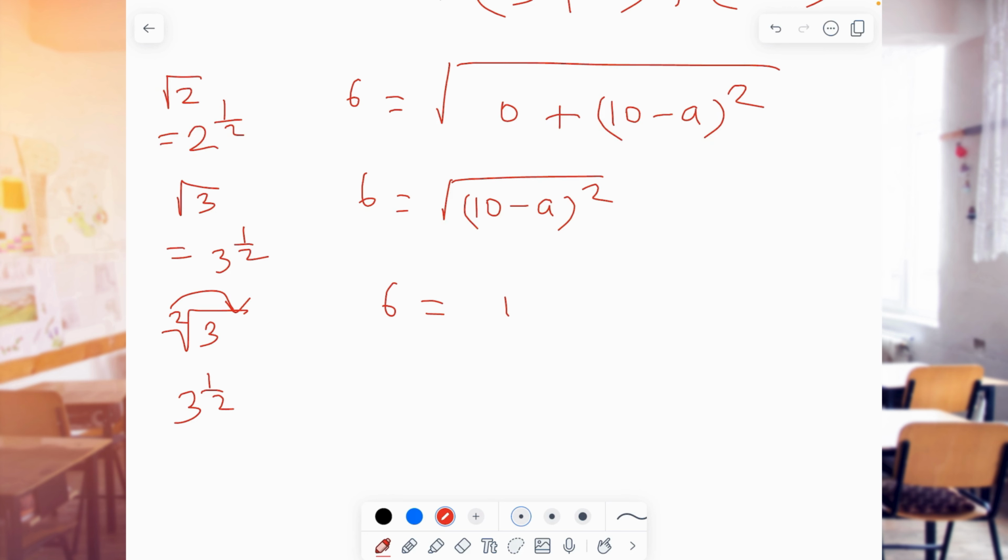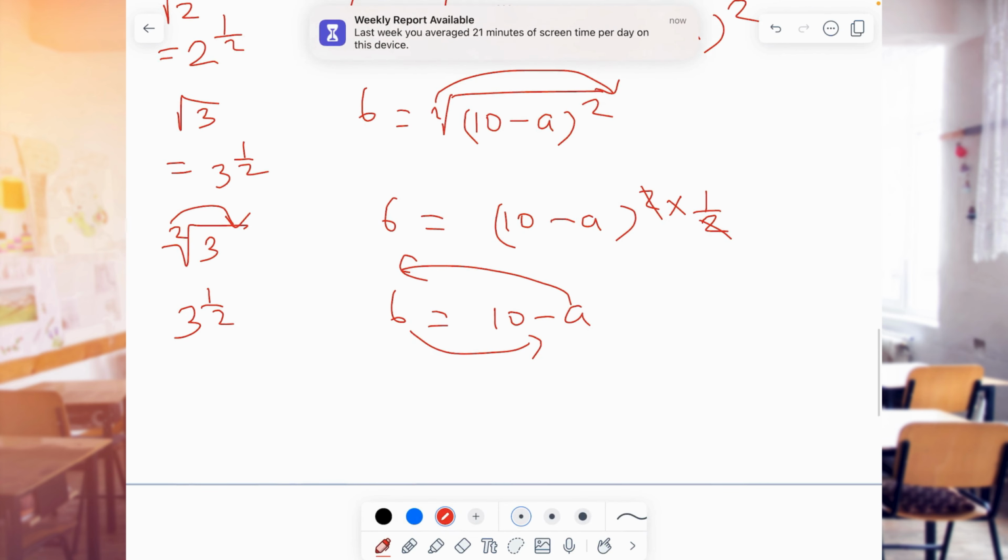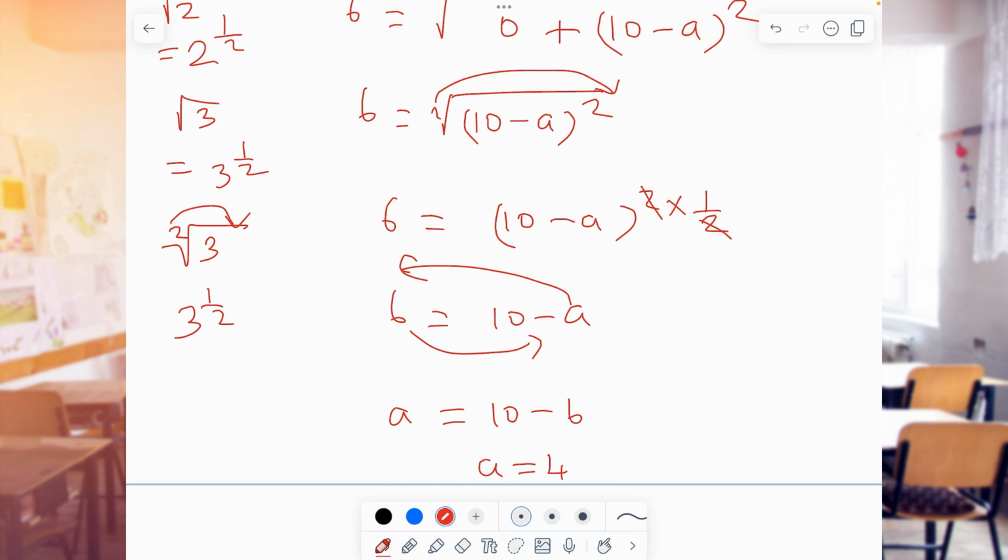6 is equal to 10 minus a, squared. The square is already there, and here also the small square in the form of an exponent becomes 1 by 2. Hence 6 is equal to, this 2 and 2 will get cancelled, 10 minus a. So moving further, take a to the left-hand side and 6 to the right-hand side. The minus a will become plus a while going to the left-hand side, so a is equal to 10 minus 6, so a is equal to 4. So we got the value of a with the known values.